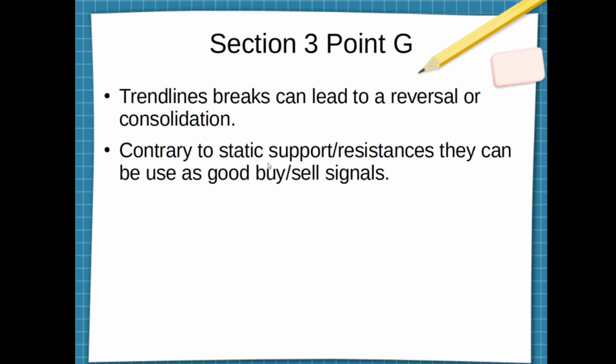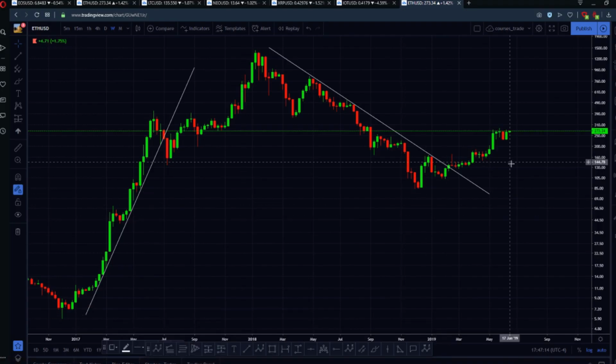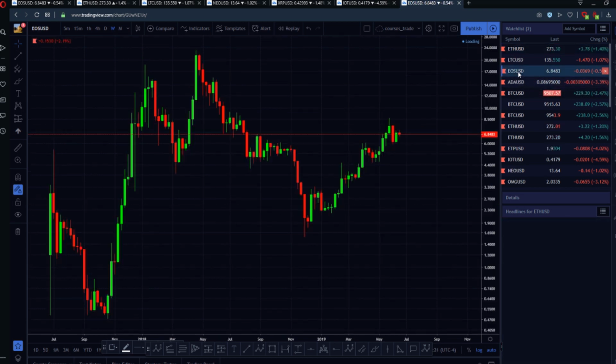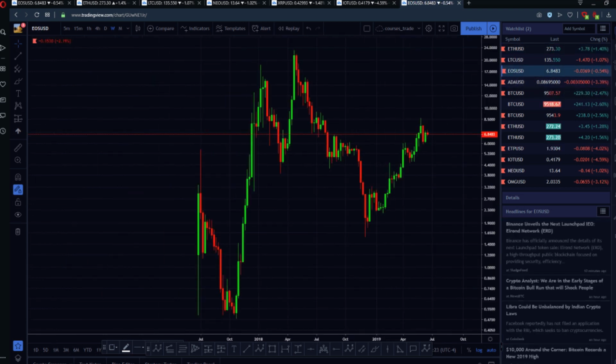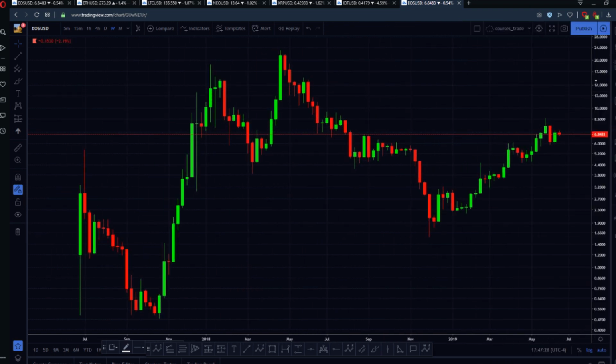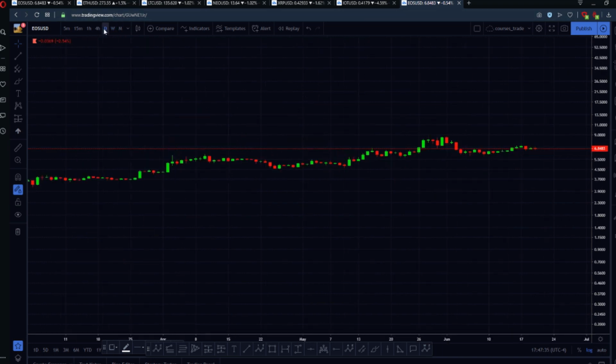Now I'll give you an example. I'm just going to try to get a practical example, to practice a little bit. Okay, now when you're placing them, this is the daily time frame.